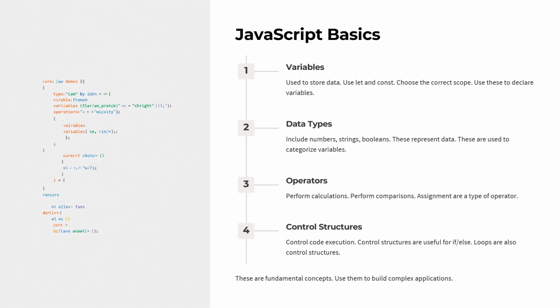Control structures determine how code is executed. Conditional statements like if and else allow programs to make decisions based on specific conditions. Loops, such as for and while, enable repetitive execution of code, making it easier to automate tasks and process data efficiently. These fundamental JavaScript concepts serve as the foundation for more advanced programming techniques. By mastering them, developers can build dynamic and interactive web applications with ease.